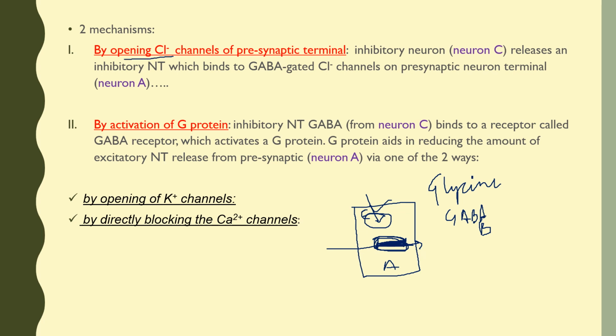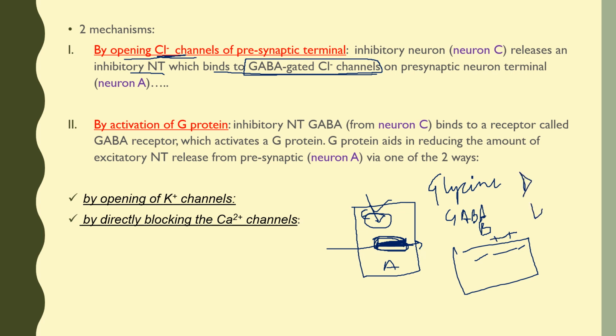One of the mechanisms is by opening of the chloride channel. The inhibiting neuron C releases an inhibiting neurotransmitter which binds to the GABA-gated chloride channel. Say GABA is getting released, it will get attached to the GABA-gated chloride channels, and through the opening of this chloride channel there will be more and more negativity inside of the neuron. If there is more and more negativity, is it moving toward the depolarized state or the hyperpolarized state? It will move toward the hyperpolarized state. That is one of the mechanisms.